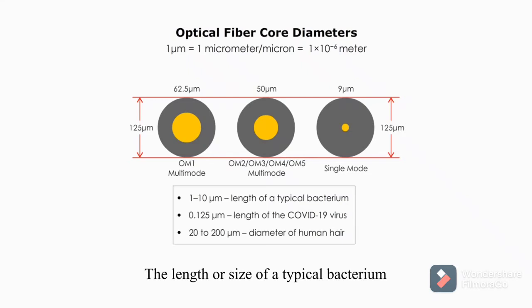The length or size of a typical bacterium is about 1 to 2 micrometers. The diameter of human hair ranges from 20 to 200 micrometers. The size of the COVID-19 virus is approximately 0.125 micrometer. These viruses are so tiny, yet they are terribly powerful.